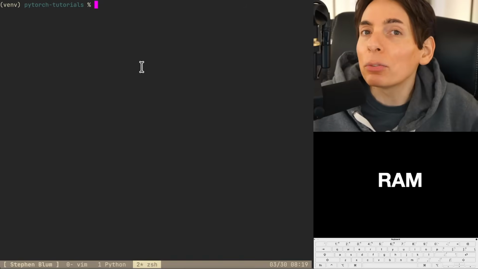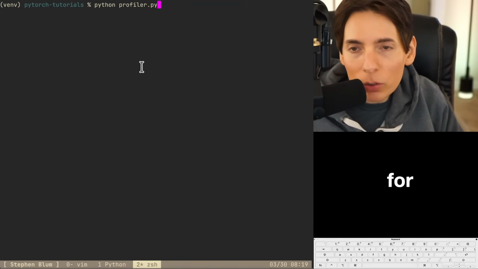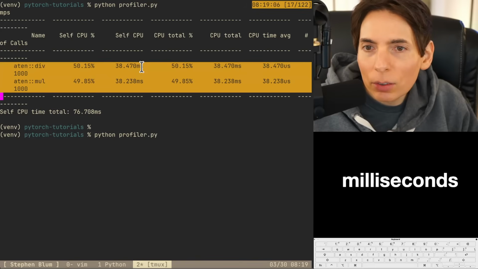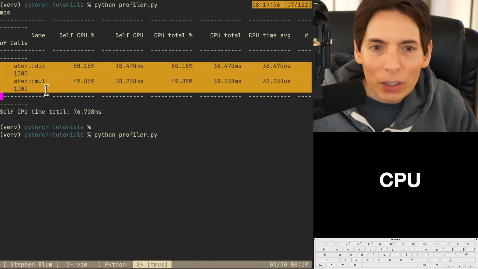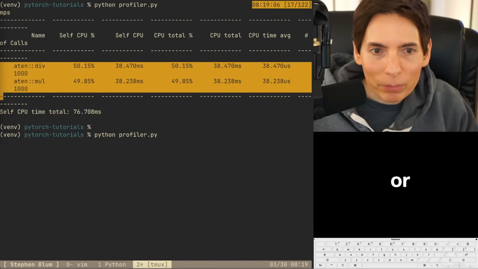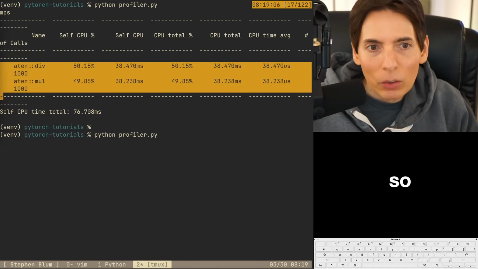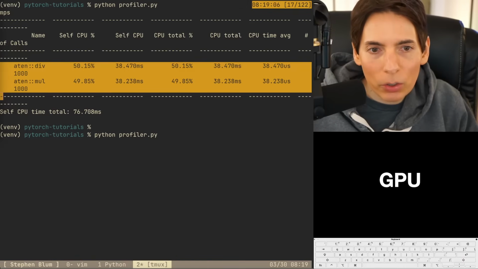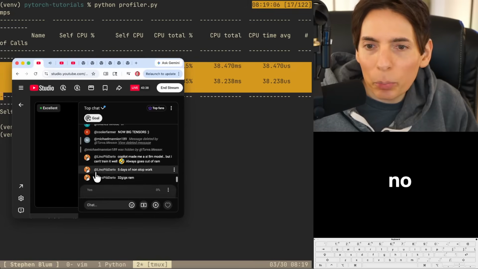RAM, it's not enough. You need more for large language models. Okay, so what we saw here was 38 milliseconds on the CPU. Do you guys think it's going to be faster or slower? All right, so will the large tensors run faster on GPU? Yes or no? Quick little poll here, you guys.